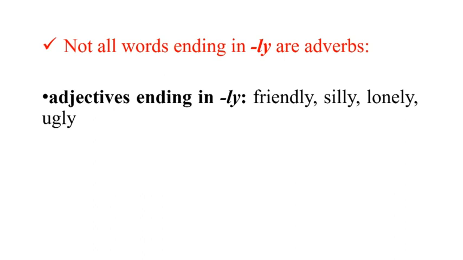Now, not all the words ending in ly are adverbs. Postoje reči koje se sasvim slučajno završavaju na ly, ali nisu prilozi. Naprimjer, pridevi, adjectives. Friendly, silly, lonely, ugly. Ugly girl. To je pridev. Ali prosto završava se na ly. Friendly person. Prijateljski nastrojena osoba. Friendly person. Pridev. Silly person. Pridev. Lonely girl. Pridev. Međutim, završava se na ly.